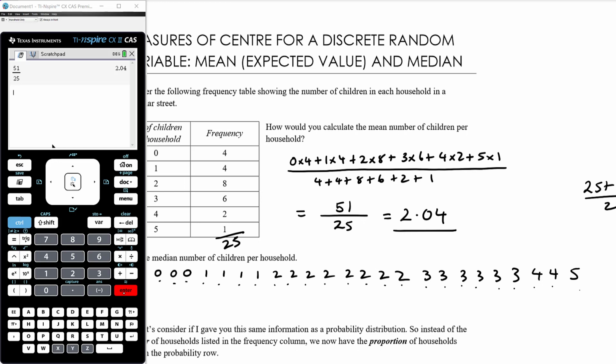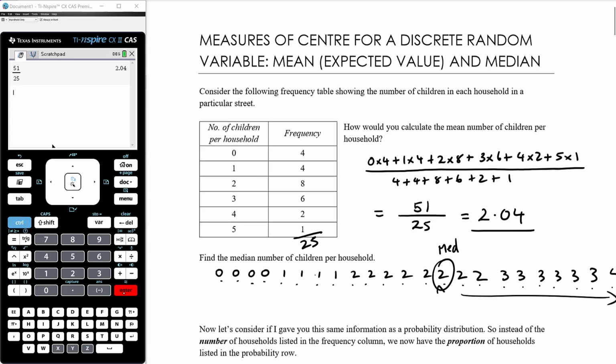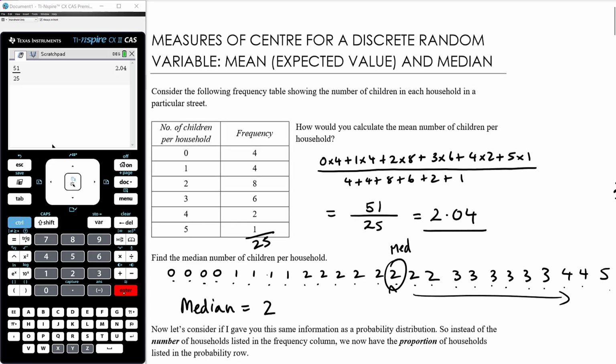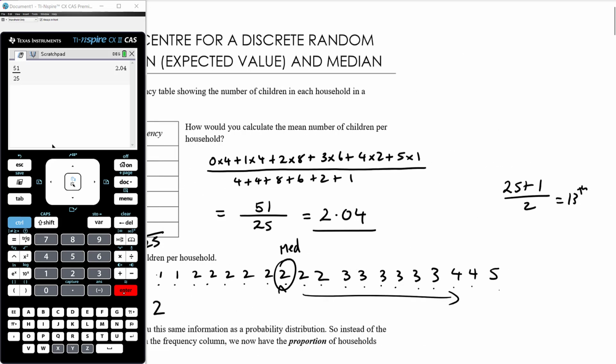1, 2, 3, 4, 5, 6, 7, 8, 9, 10, 11, 12, 13. So that's the middle there. Okay, that's the middle. There's 12 after it and 12 before it, and that value there is the middle. Okay, so the median number of children is 2.